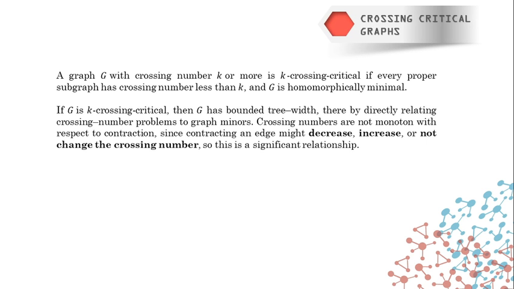Crossing critical graph. A graph G with crossing number k or more is k-crossing-critical if every proper subgraph has crossing number less than k and G is homeomorphically minimal. Crossing numbers are not monotone with respect to contraction, since contracting an edge might decrease, increase, or not change the crossing number.